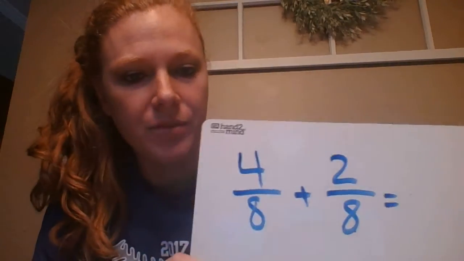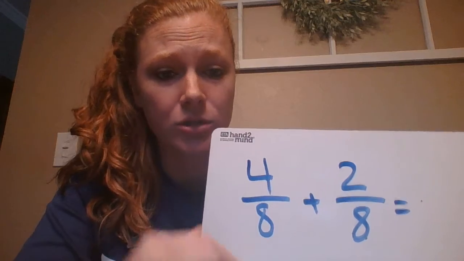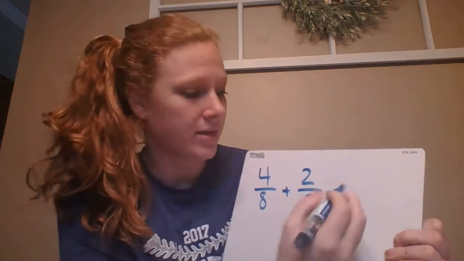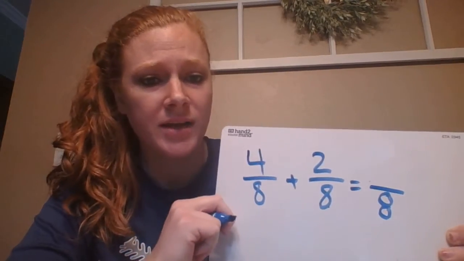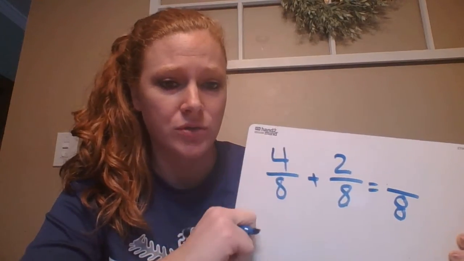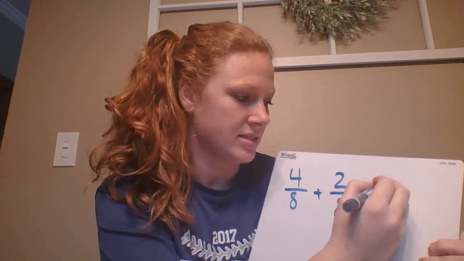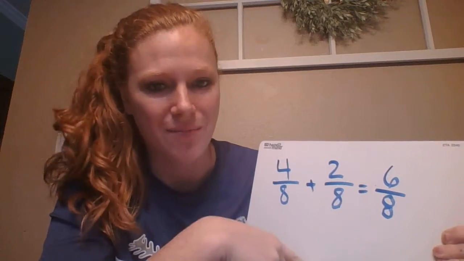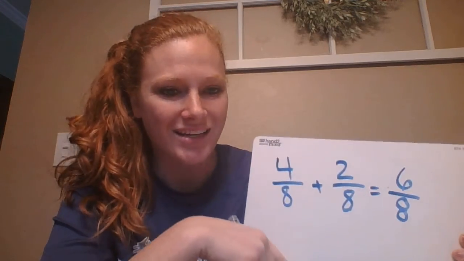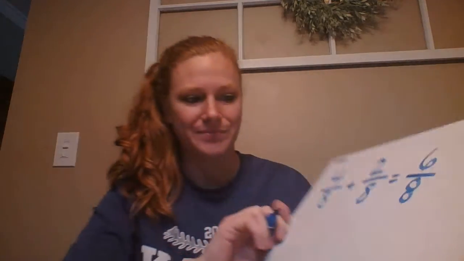When I look at the problem, the first thing that I notice is that the 2 bottom numbers, or the 2 denominators, are the same. So that means that I'm going to keep those the same, so I'm going to keep it as an 8. Now, I'm going to add my 2 numerators, or the 2 top numbers. So 4 plus 2 is 6. Next, I have to ask myself, is it bigger on top than it is on bottom? It is not, so my answer stays the same, so 6/8.